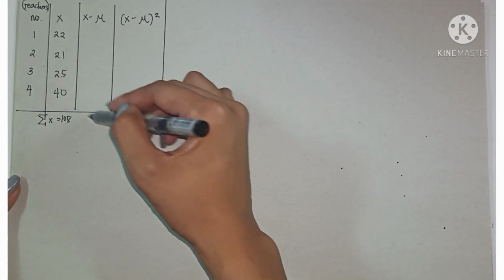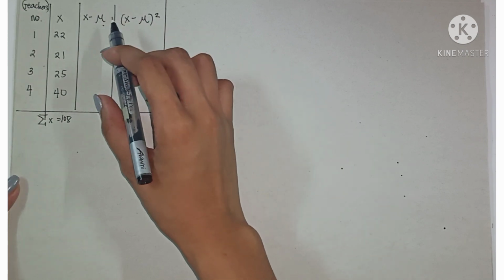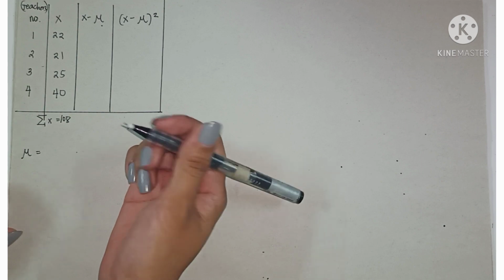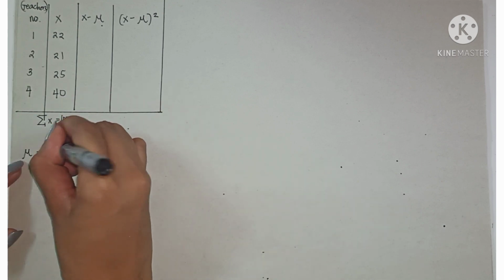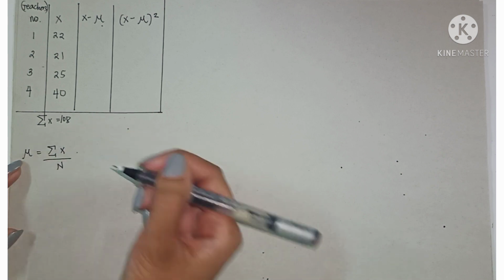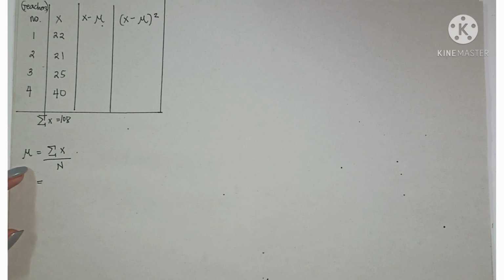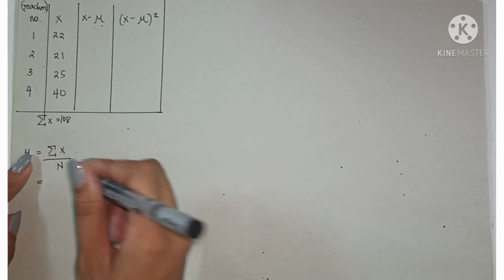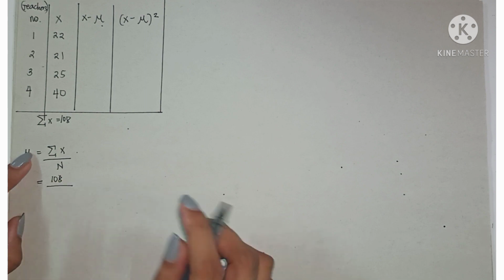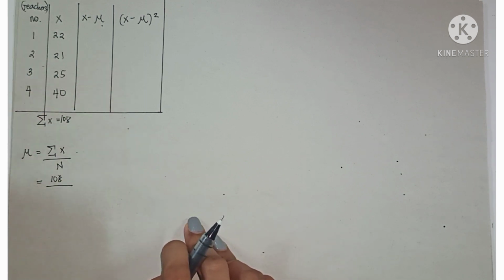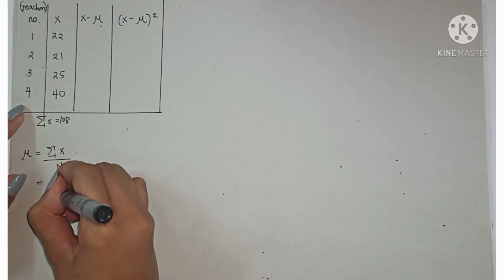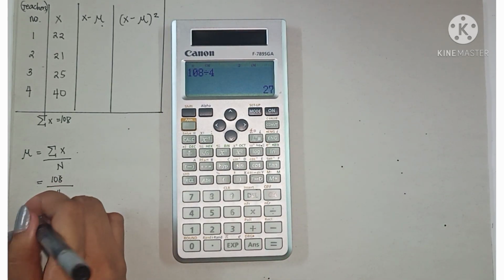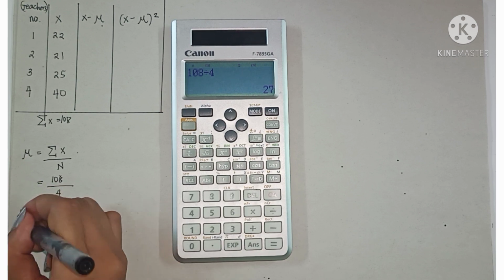Okay? Okay, para dito sa column na to, kailangan muna natin ng value ni mu or ni mean. Okay? So again, para kunin si mean, mu is equal to the summation of x over capital letter N. Okay, so para kunin si mu or si mean, population mean, summation of x over capital letter N. Nakuha na natin yung summation of x, which is 108. So, substitute lang natin 108 divided by the value of our N or the population size, meron tayong 4. So, divided by 4. So, 108 divided by 4 is equal to 27. So, ang value ng mean natin is 27.